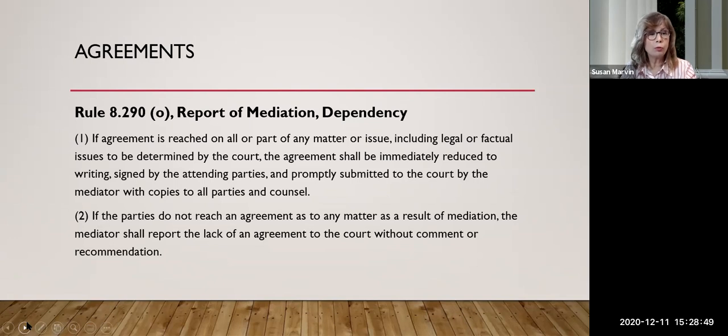Moving to dependency. These are the rules of juvenile procedure as far as agreements and reports. If the agreement is reached, it needs to be reduced to writing, signed by the parties, and submitted to the court by the mediator. And of course, this may be, I don't remember this in the other rules, copies to all of the parties and counsel. That's, of course, something you would do.